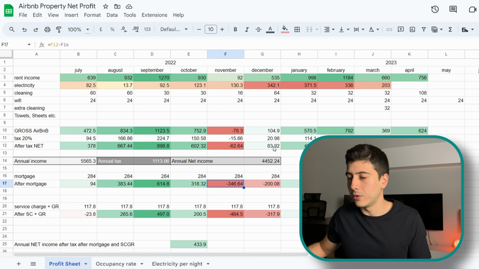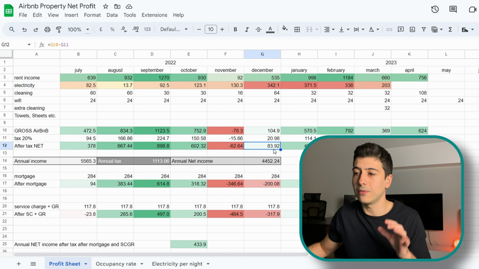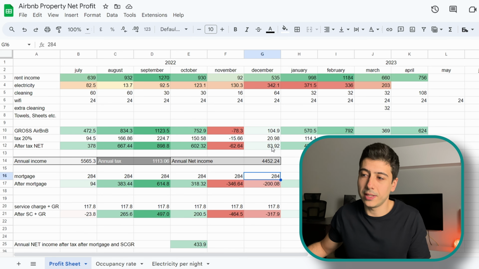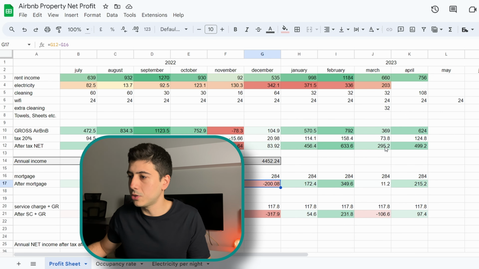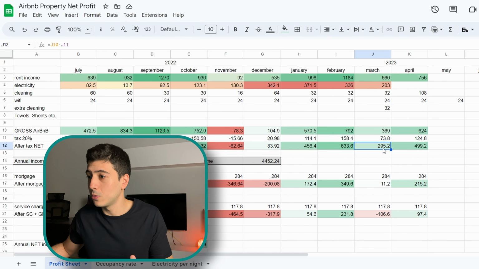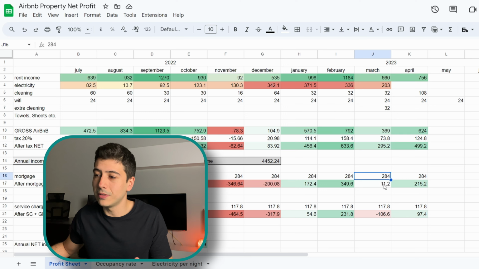However, in December, for example, after paying tax on the small profits, we have a small net profit of £80, which is unable to pay the entire mortgage payment. However, it does take out a considerable chunk out of it. Another interesting month is March, where we're left with a net profit of £295, which barely covers the mortgage, which is still awesome because you have a property that's paying itself and you're going to be left with equity after some time.